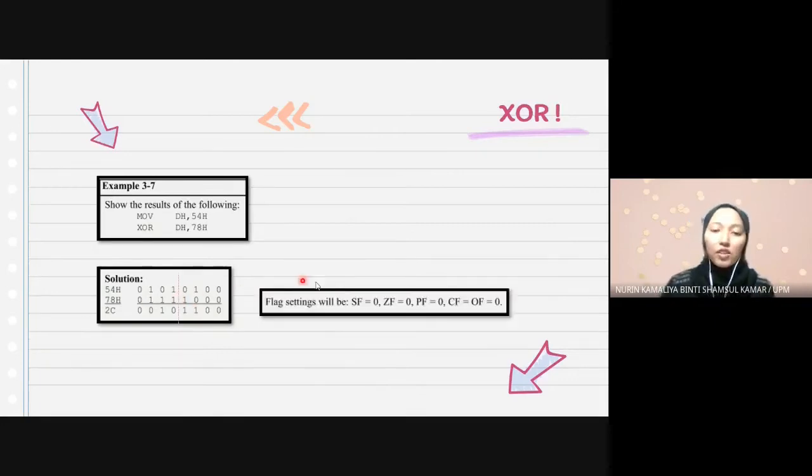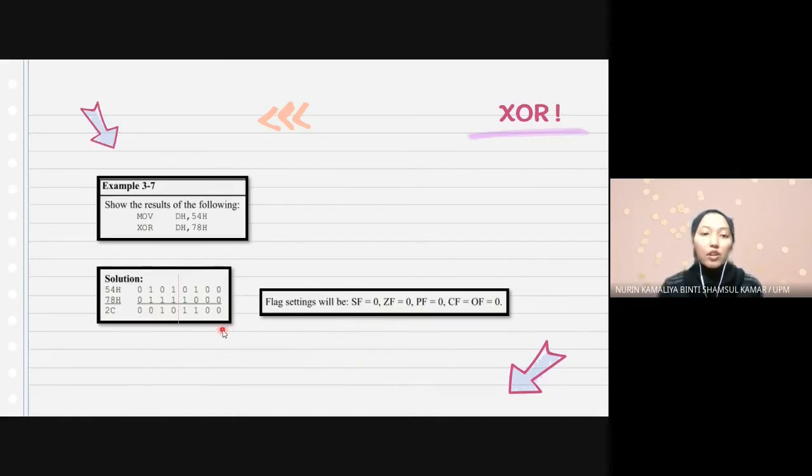For the flag setting, SF equals 0, ZF equals 0, PF equals 0, and CF and OF are the same as in the AND and OR instructions. They will reset to 0. SF equals 0 because the D7 status of the result is 0.